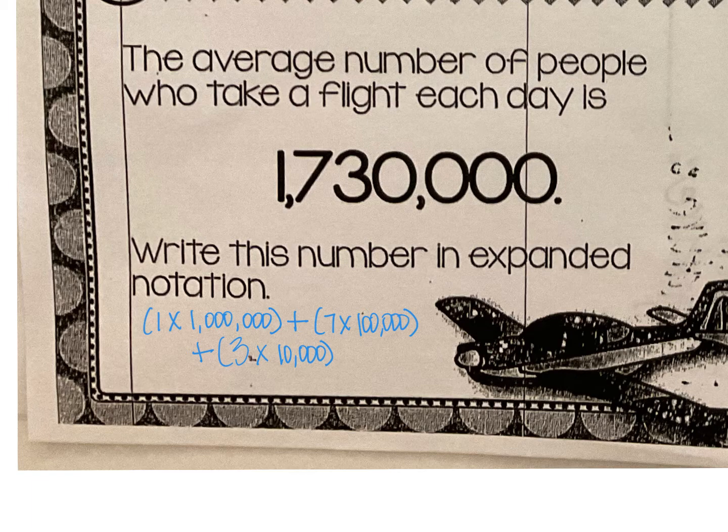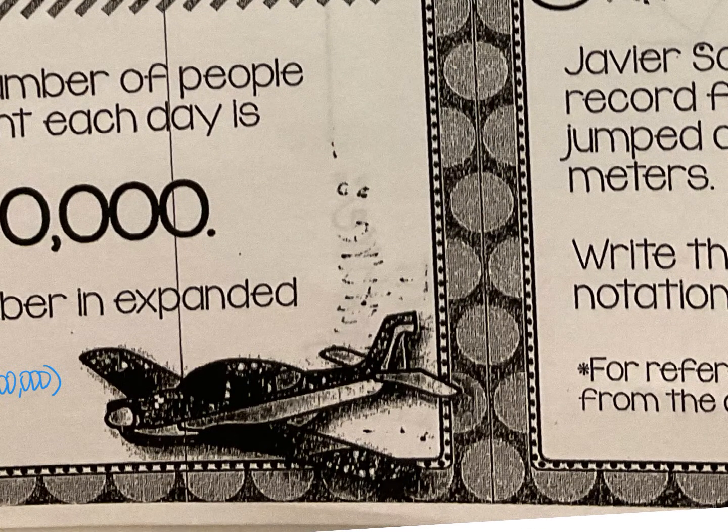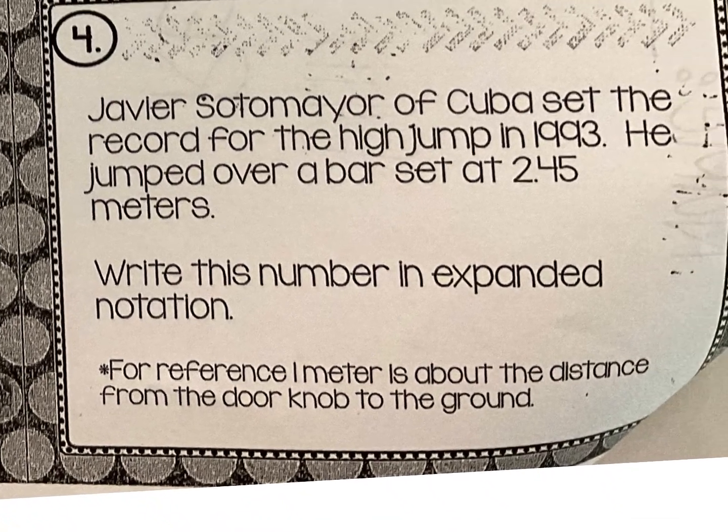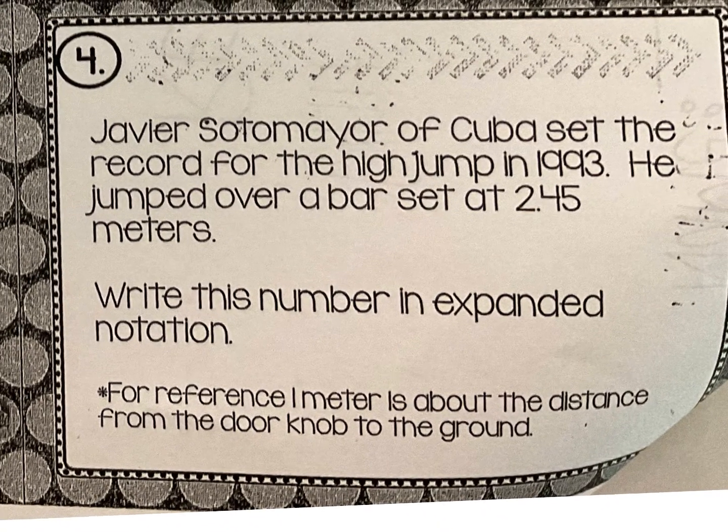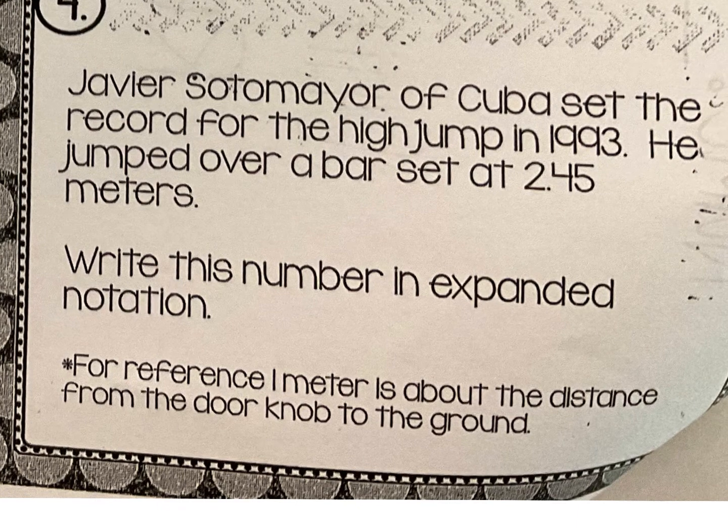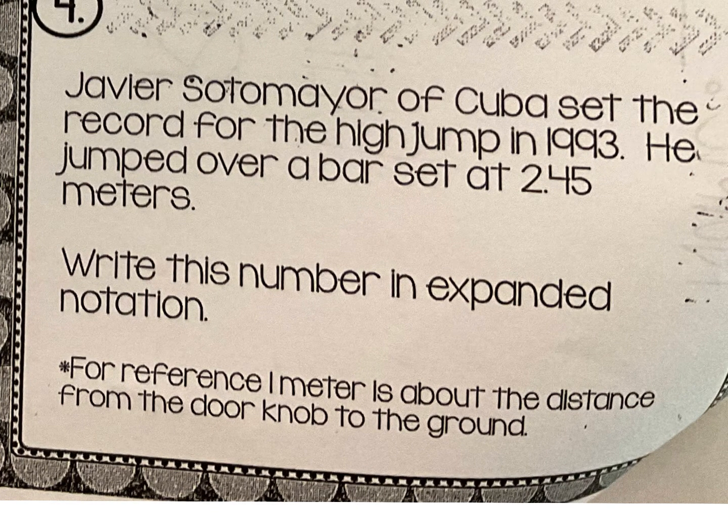Okay. Number 4. Let's get that set for us. Javier Sotomayor of Cuba set the record for the high jump in 1993. He jumped over a bar set at 2 4/45 meters. Write this number in expanded notation, just like what we just did, except this time we have decimals, right?